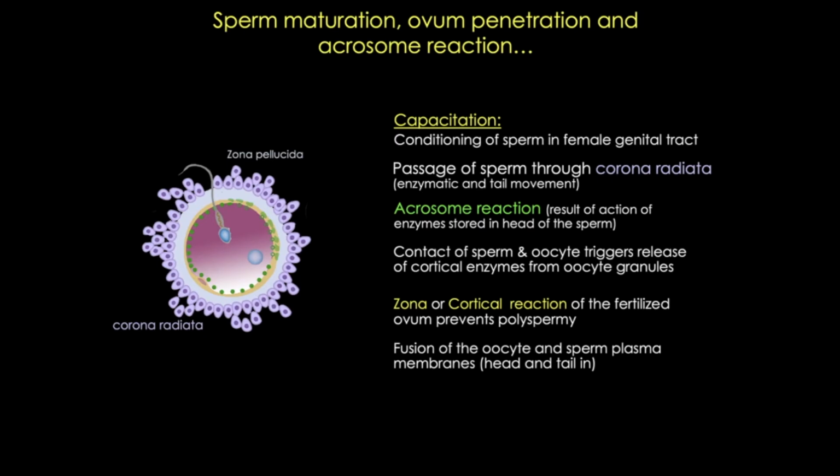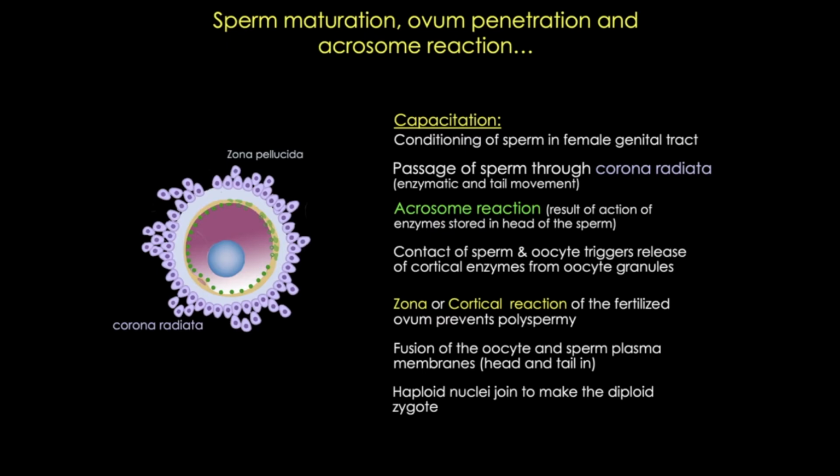Next, the oocyte membrane and the sperm plasma membrane will fuse. The head and the tail of the sperm will enter the oocyte, but importantly, the sperm plasma membrane is going to remain behind. Now, this step also triggers the resumption of the second meiotic division of the oocyte, and then the haploid nuclei will come together to form the zygote.